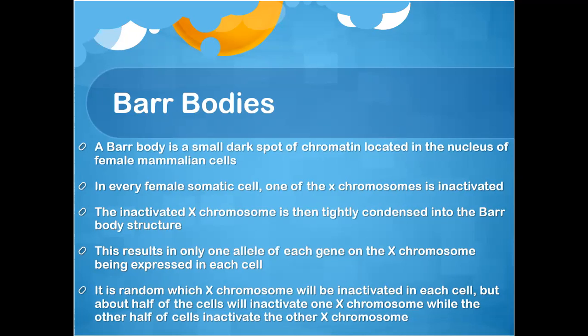That means that only one allele of each gene on the X chromosome is expressed in each cell. It is random which of the 2 X chromosomes is inactivated in each cell. About half of the cells will inactivate one of the X's, the other half of the cells will inactivate the other X.